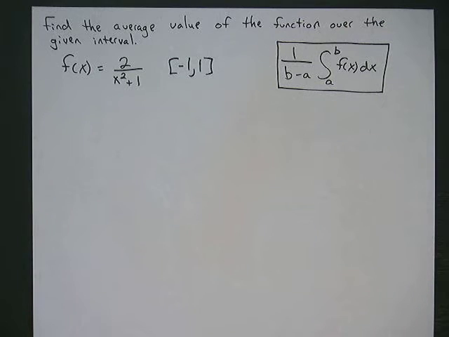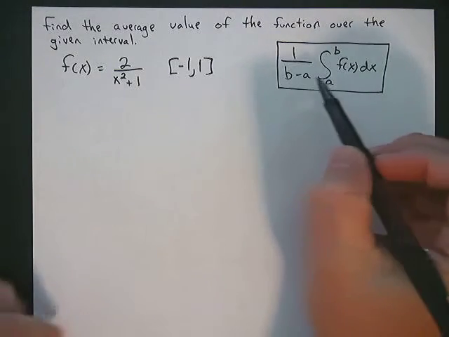Find the average value of the function over the given interval. f of x is equal to 2 divided by x squared plus 1 over the interval -1 to 1. We're given our average value formula here.